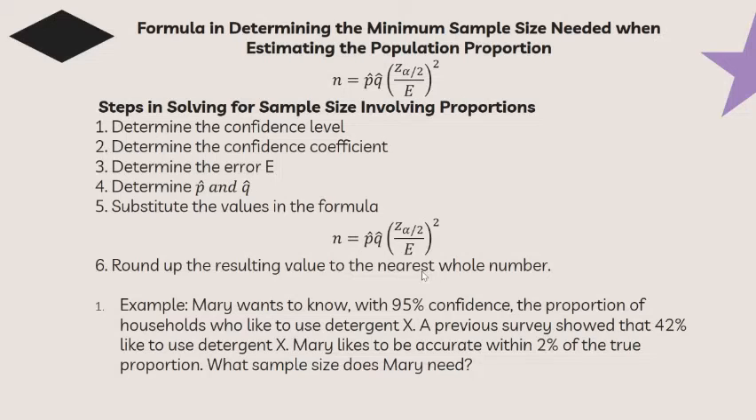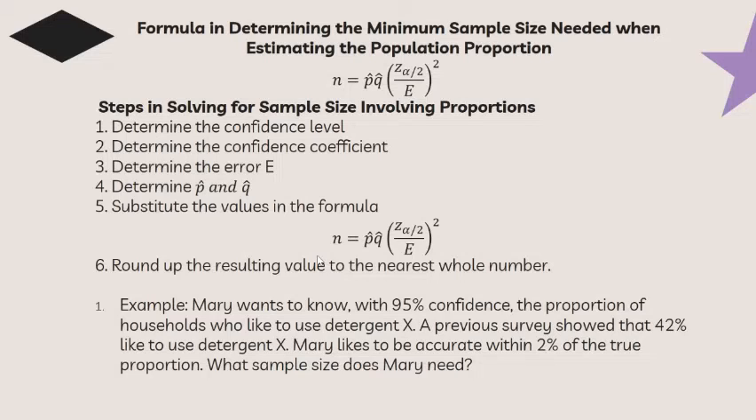Also, there are steps in solving for sample size involving proportion. First, determine the confidence level. Second, determine the confidence coefficient. Third, determine the error E. Fourth, determine the p hat and q hat. Fifth, substitute the values in the formula. Sixth, round up the resulting value to the nearest whole number. Okay, let's have an example.